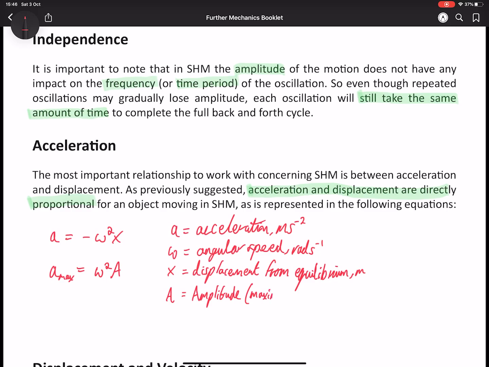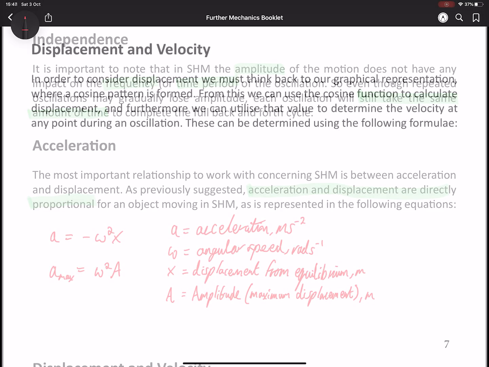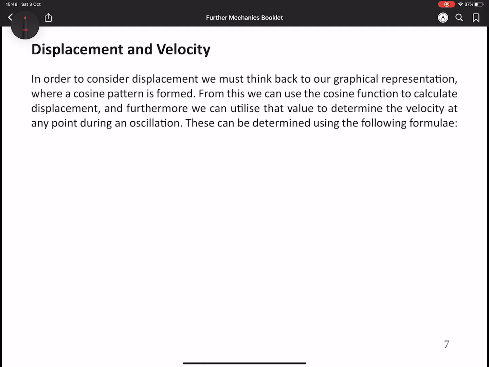Now, this idea of giving two equations, one for acceleration and one for the maximum acceleration, is again repeated later on with velocity. And it allows a bit of clarity, a bit of simplification based on the situation. So, moving on, we have our equations for displacement and velocity to consider.